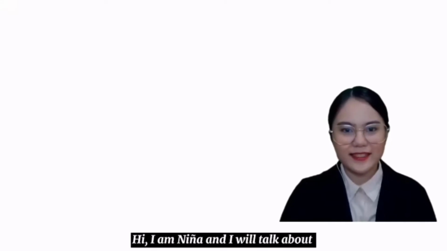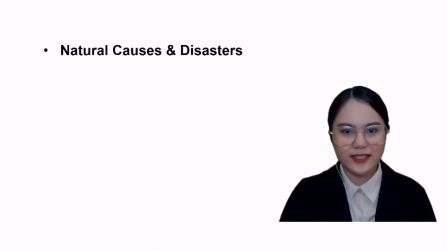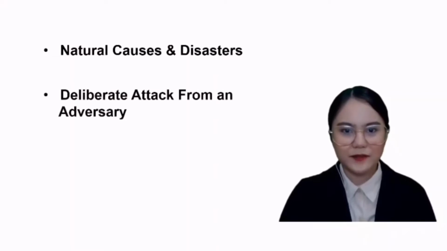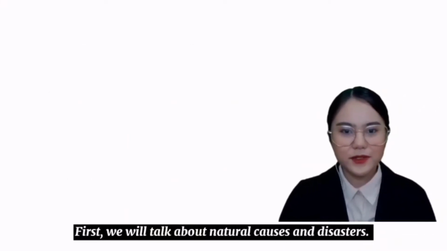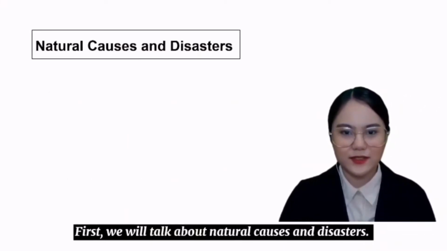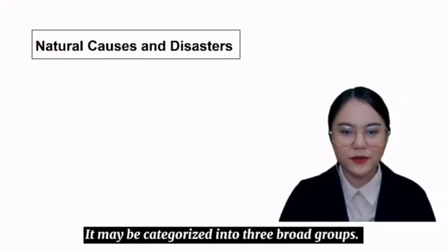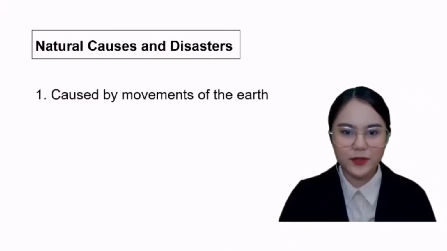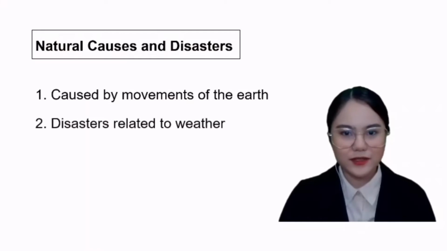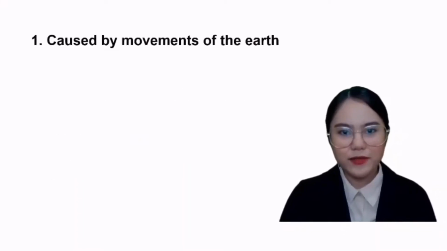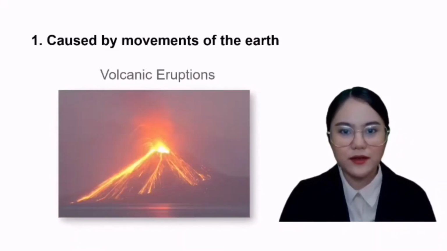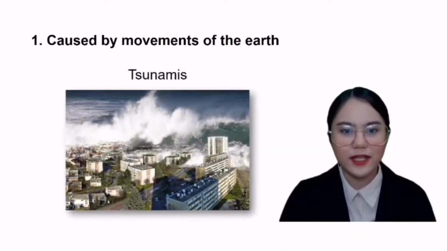Hi, I am Nina and I will talk about natural causes and disasters, deliberate attack from an adversary, and events of uncertain or unpredictable root cause. First, we will talk about natural causes and disasters. It may be categorized into three broad groups: caused by movements of the earth, disasters related to weather, and floods, mudslides, landslides, and famine. The movements of the earth may include earthquakes, volcanic eruptions, and tsunamis.